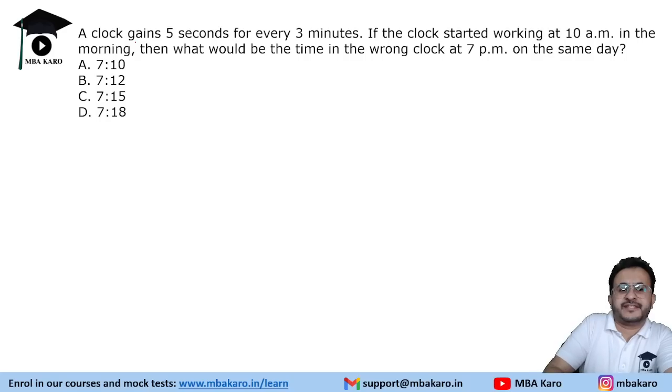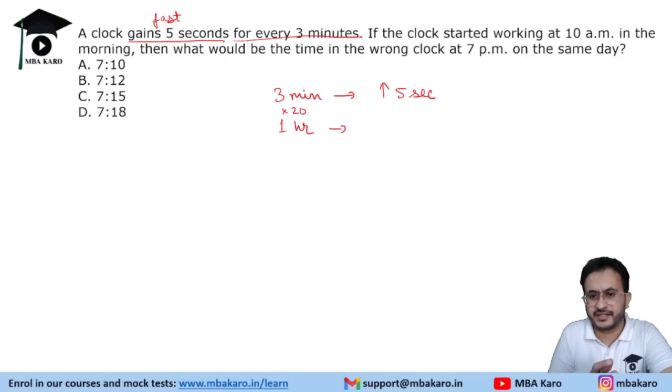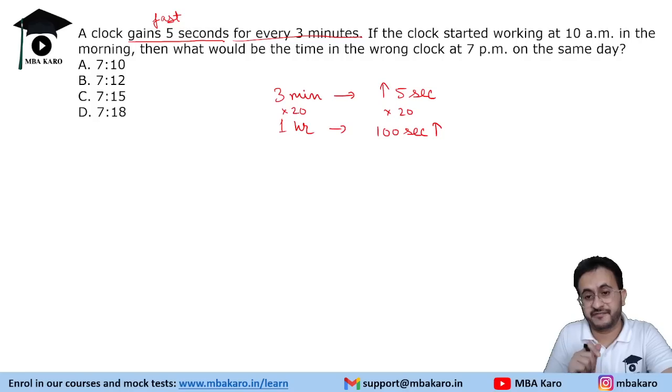A clock gains 5 seconds. So gains means it is fast by 5 seconds for every 3 minutes. So in 3 minutes, it is ahead by 5 seconds. So first of all, we will find that per hour change. So in 1 hour, that is 3 minutes into 20 is 1 hour. Okay? 3 into 20. In 1 hour, it will be 5 into 20, that is 100 seconds ahead. It will be fast by 100 seconds in 1 hour.